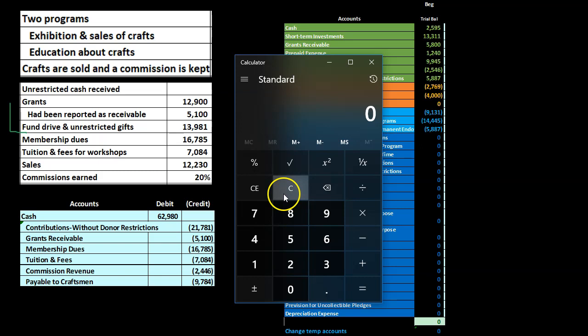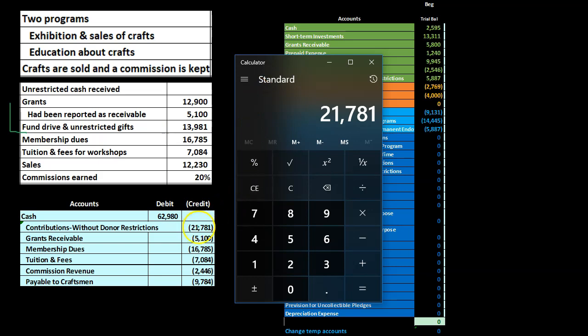Then we're going to say that we have the $12,900 minus the $5,100 that have been reported as receivable, which is not going to be income. Therefore, of the $12,900, $7,800 is income. Then we're going to add to that the $13,981. That's going to be $21,781.